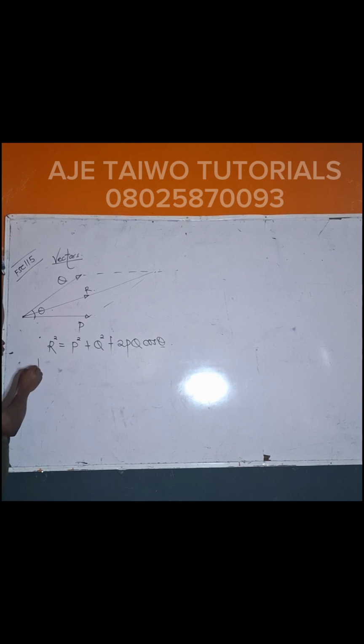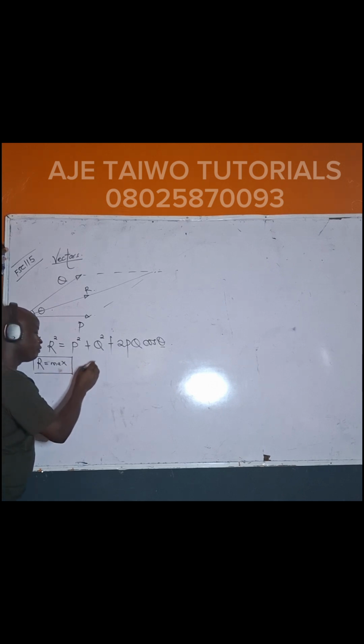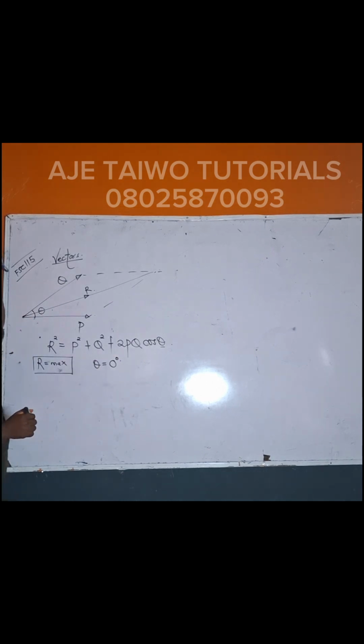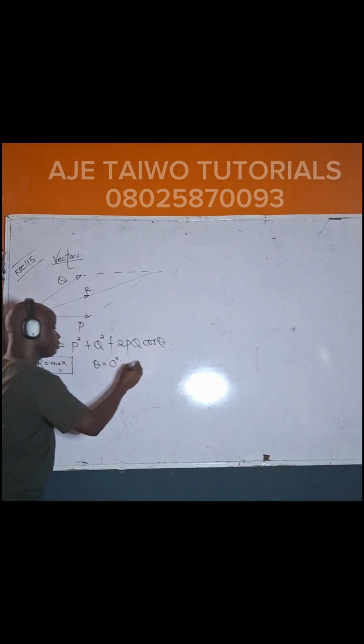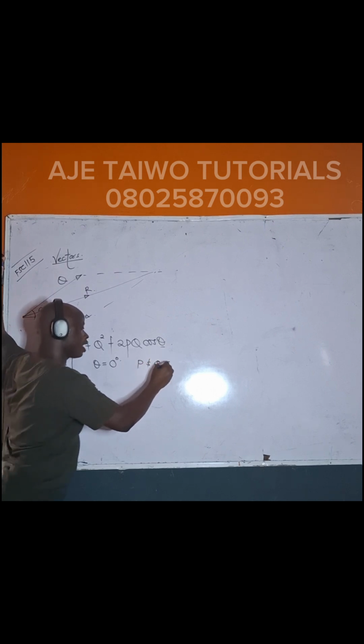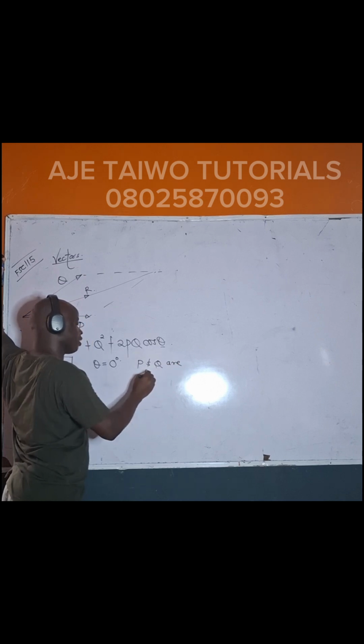Okay? When is your R maximum? This was the question I asked you in the last class. When is the resultant maximum? The resultant is maximum if theta is 0. That is, P and Q are parallel.